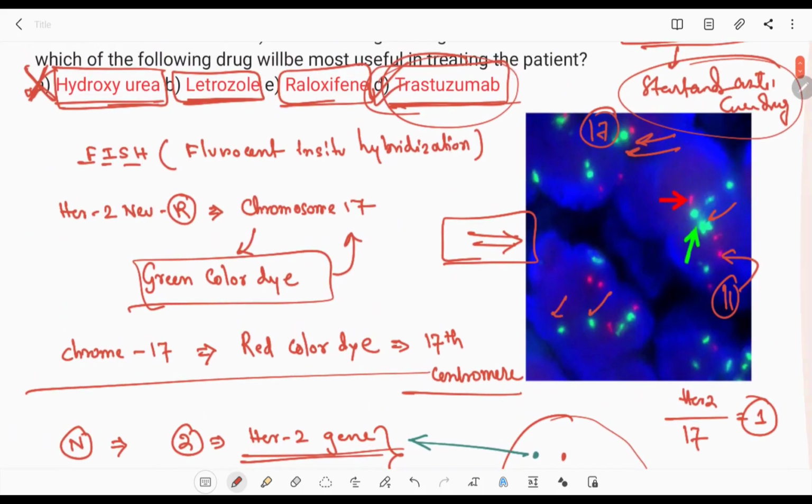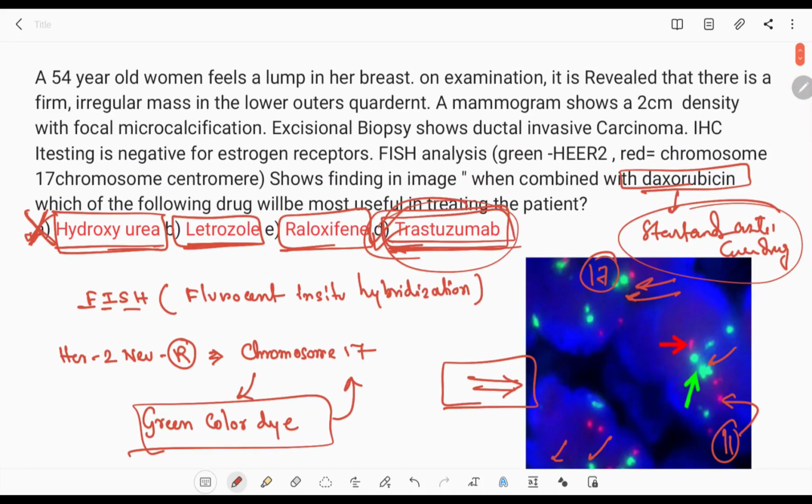So here the right answer should be trastuzumab, which is a monoclonal antibody against the HER2 neu receptor.